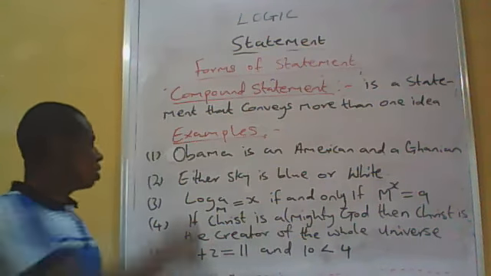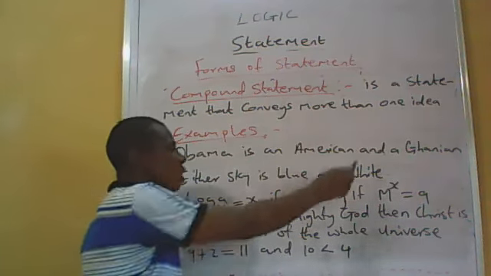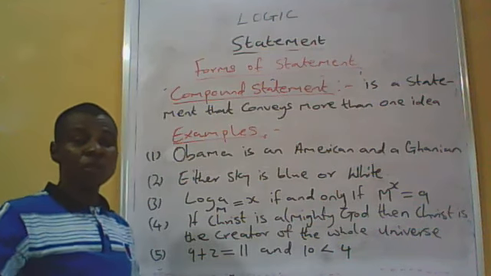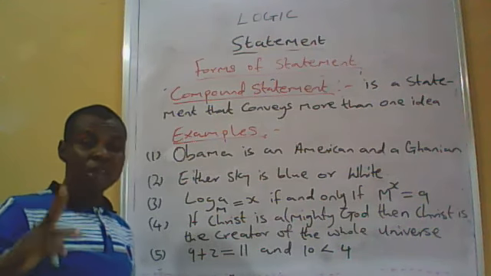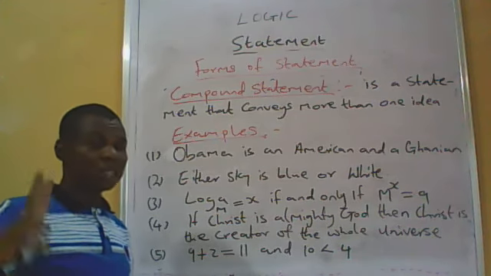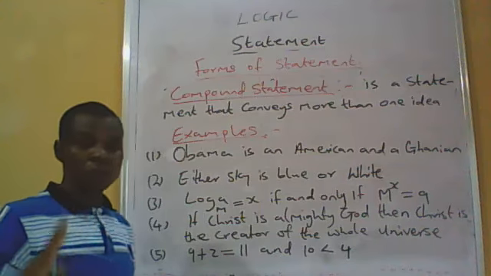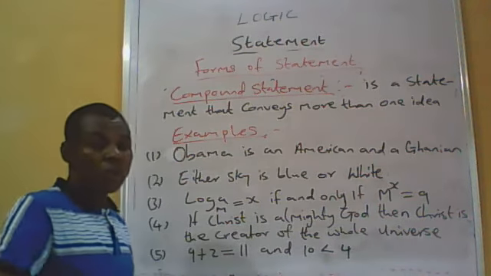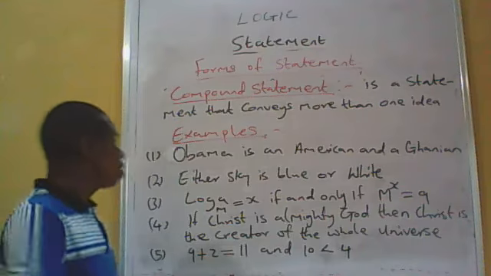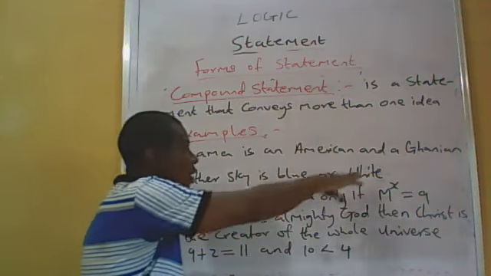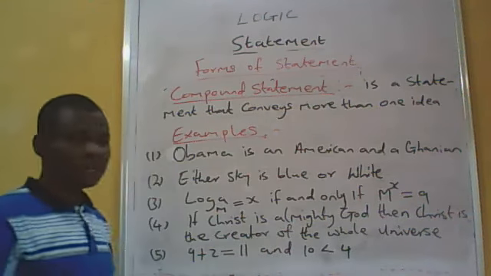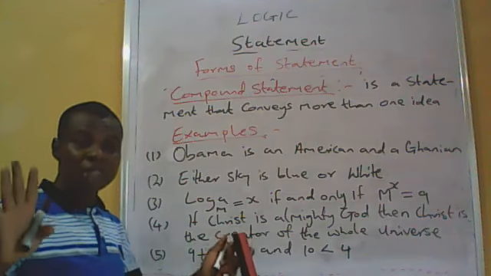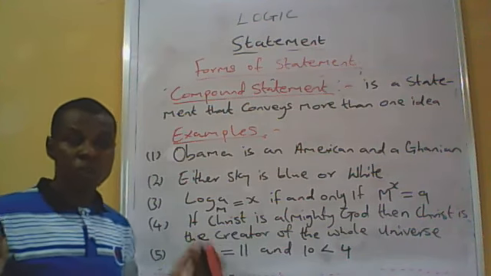Another one is the sky is blue or white. It's also a statement we can judge to be true or false, which conveys two ideas. Each of them can be judged to be true or false. Is it true that the sky is blue, or is it true that the sky is white? They can be judged to be true or false. So it conveys two ideas.